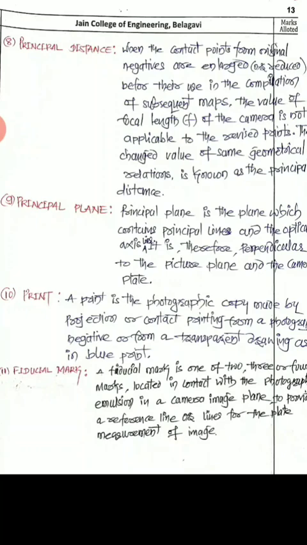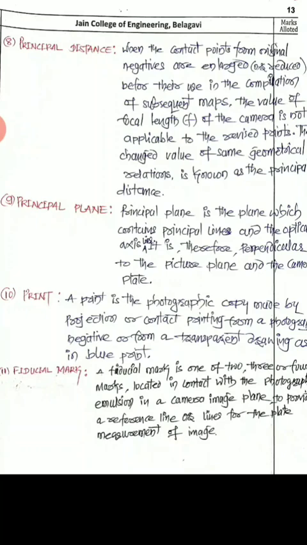Principal plane. The principal plane is the plane which contains the principal line and the optical axis. Where the optical axis and the principal line lie, that we call as what? Principal plane. It is therefore perpendicular to the picture plane and the camera axis. Principal plane will always be perpendicular to the picture plane and the camera axis.